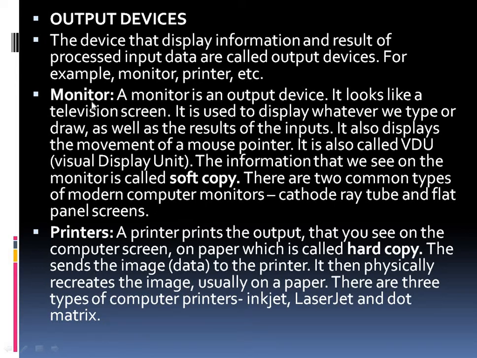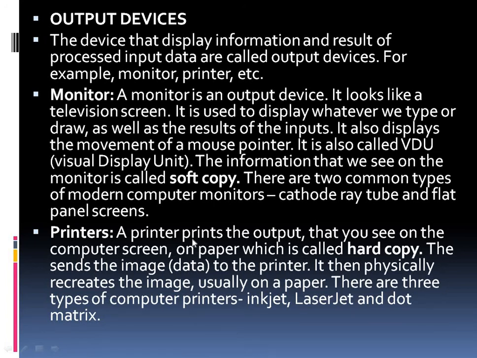Students, monitor is an output device. Whatever you do in the computer, it can be visible on the monitor. Monitor is a type of television screen. Whatever you draw in the computer, whatever you type in the computer, whatever commands you give to the computer, it is visible on the monitor only. Its another name is visual display unit. There are many types of monitor. First one is cathode ray tube and the other is flat panel screen. Nowadays we are using flat panel screens only.